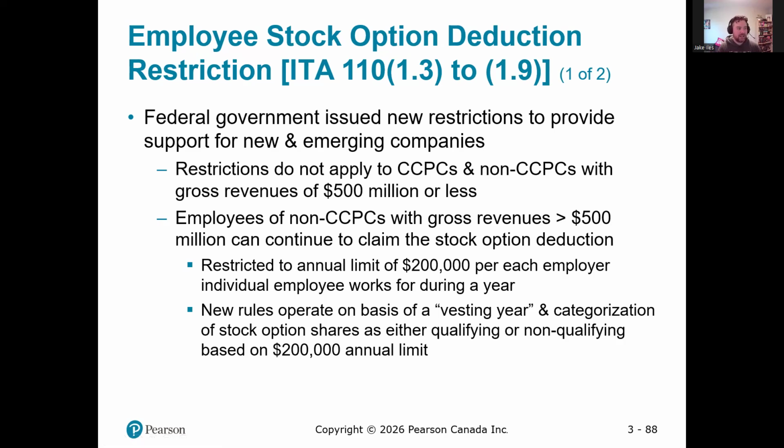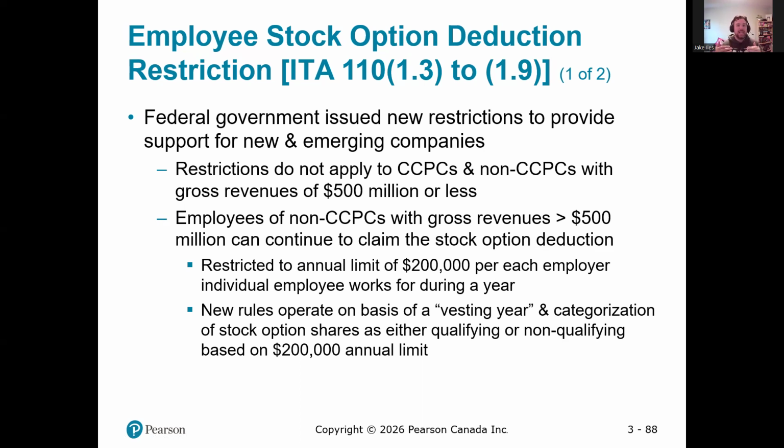This is something that applies to public companies, and the company needs to make more than $500 million of gross revenues. So this restriction only applies to a public company making $500 million in revenue. Employees of non-CCPCs with gross revenues greater than 500 million can still claim the stock option deduction, but they're restricted to an annual limit of $200,000 per each employer an individual employee works for during the year. So they said, okay, when you have these stock options, you only get this deduction for like the first $200,000 worth of options that are granted to you.